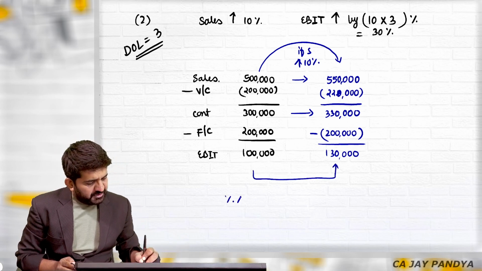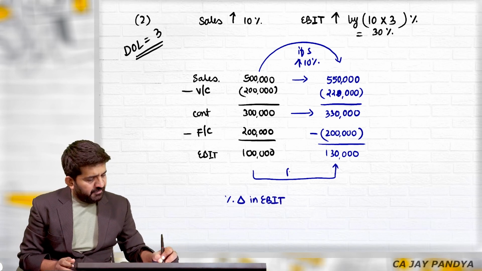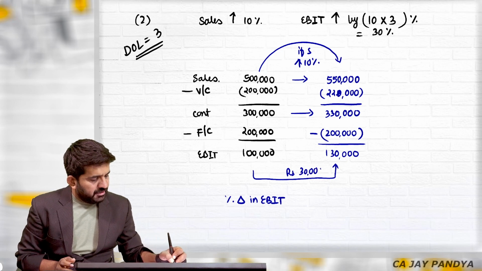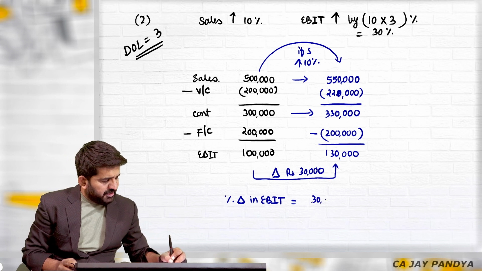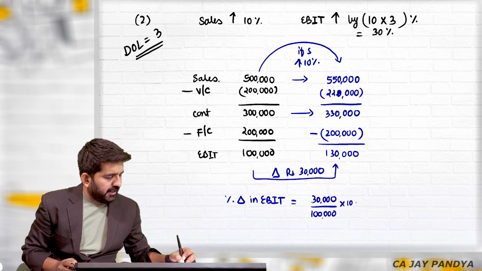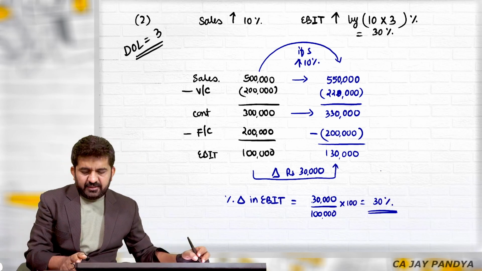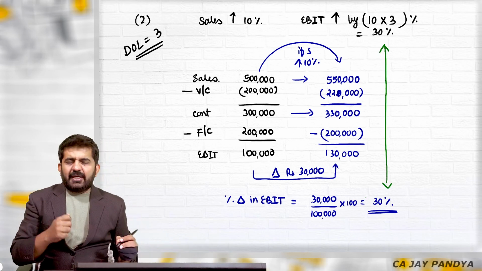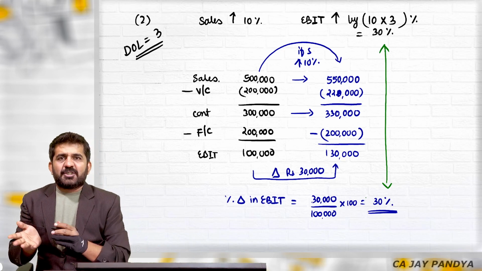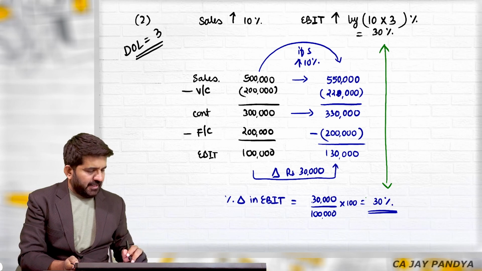What is the percentage change in EBIT? First, let me find out the change. What is the change? 30,000. This is termed as change. What is percentage change? 30,000 divided by 1 lakh multiplied by 100, which is 30%. This is the proof that our answer is correct, right? And this we were proving in an explanation, we are proving it in an Excel sheet, but in examination you will have to prove it in this manner.